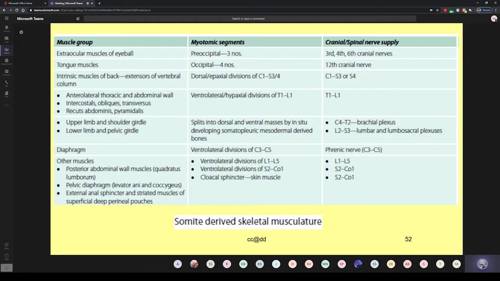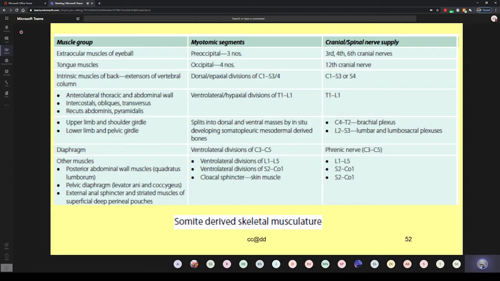But what is to be understood, and it was very clear, we have seen the pictures, is that paraxial mesoderm, through the formation of somites with the three components of sclerotome, myotome, dermatome, is responsible for formation of the musculoskeletal system of the body. This is the summary of it, right? So let's go quickly now to the intermediate mesoderm.